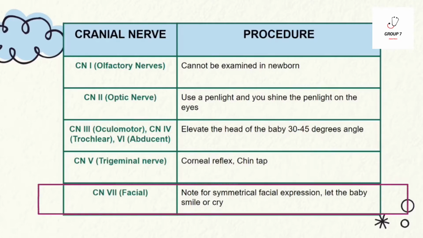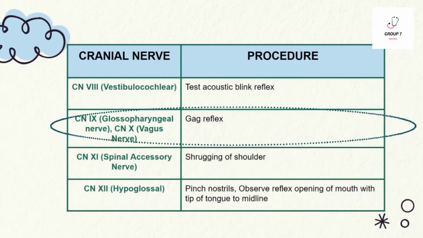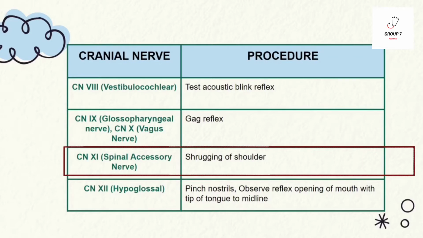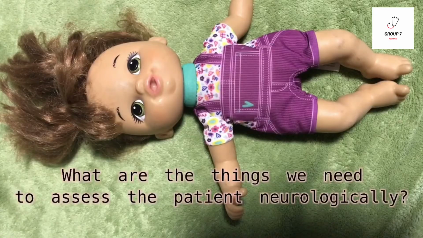For cranial nerve 7, facial nerve, note for symmetrical facial expression and let the baby smile or cry. Cranial nerve 8, vestibulocochlear, we test the acoustic blink reflex. For cranial nerves 9 and 10, we do it simultaneously by doing the gag reflex. Cranial nerve 11, spinal accessory nerve, we shrug the shoulders of the newborn. And cranial nerve 12, hypoglossal nerve, pinch the nostrils and observe reflex opening of the mouth with the tip of the tongue to the midline.